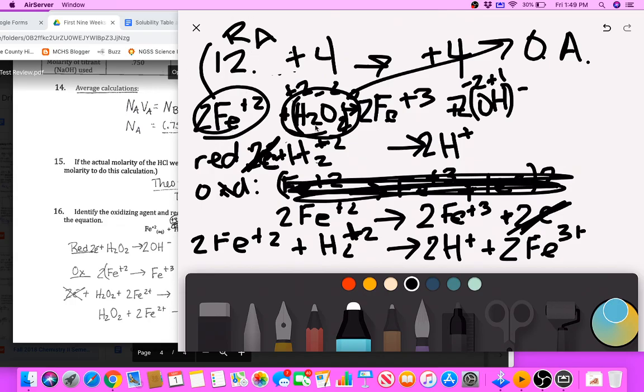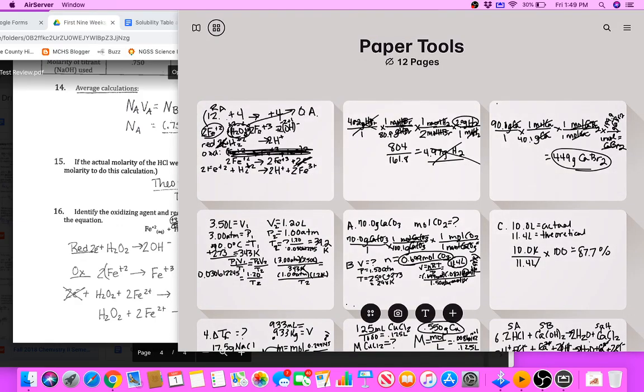Again, your oxidizing and reducing agent are both on the left side of your equation. Okay. Please let me know if you have any questions.